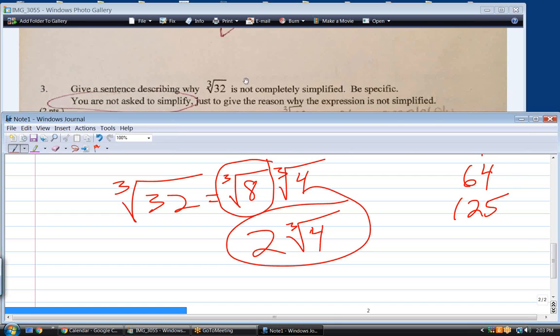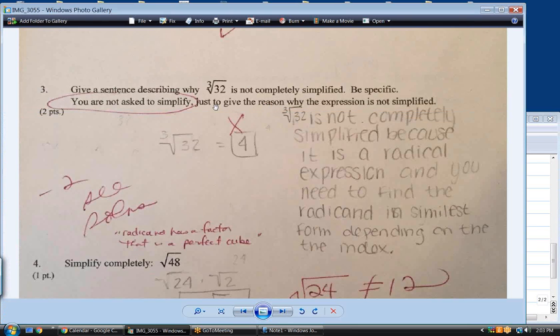Now I know on this problem they didn't say give them the answer, just tell them why it's not simplified. And her reason there is that one of the radicals has a factor that is a perfect cube number.